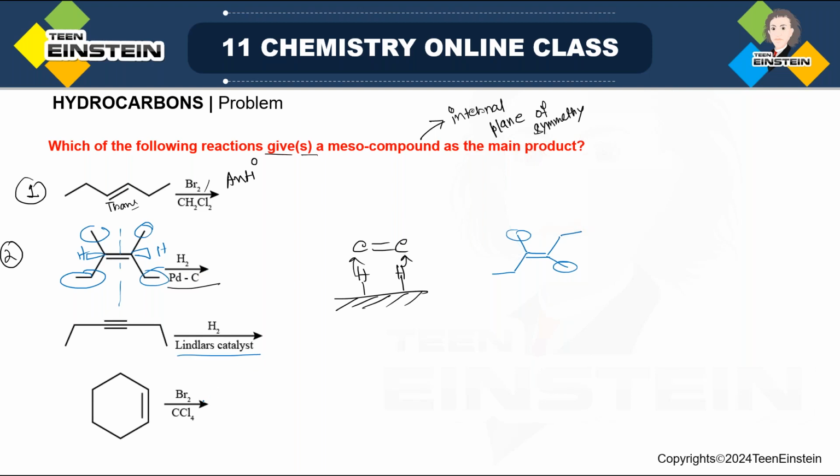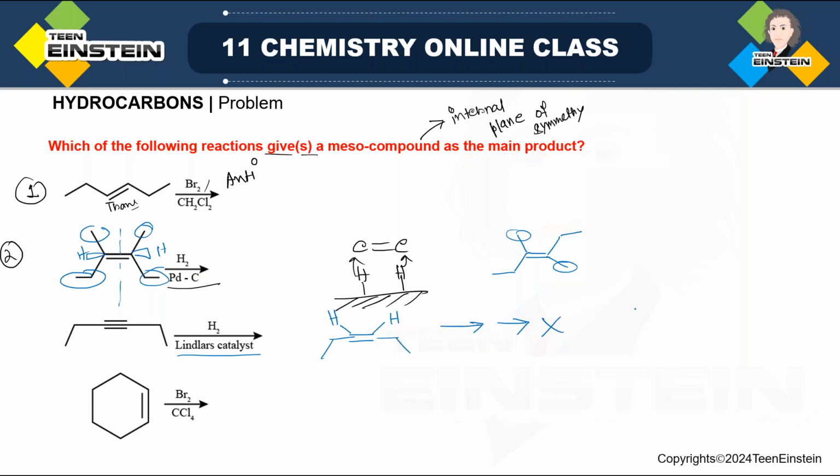Now Lindlar catalyst is such a catalyst where the C≡C triple bond is converted to a C=C double bond, and on both sides we have methyl groups, ethyl groups, and hydrogens are added from the same side, because Lindlar catalyst also acts on the surface of the metal, where both the hydrogens are added from the same side. And once this C=C double bond is formed, further reaction is not possible. It is not that another H2 molecule will be added and you will get some alkane.